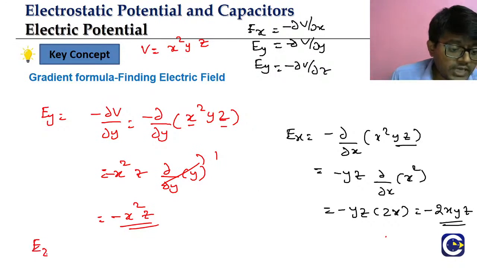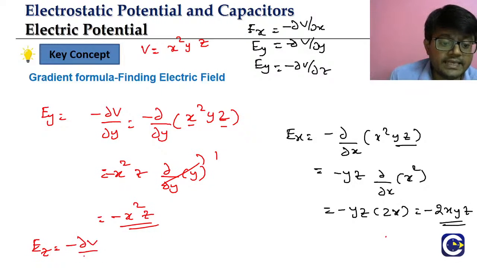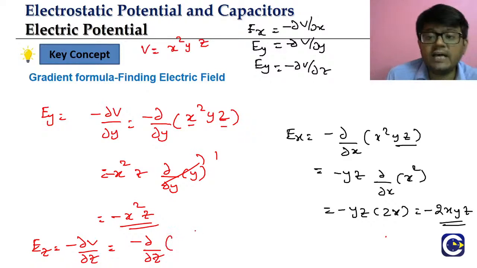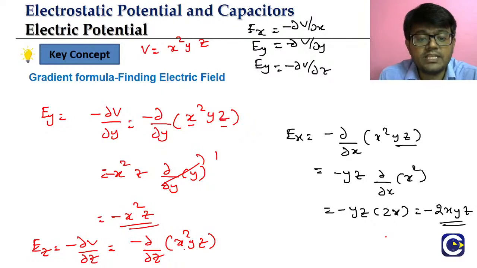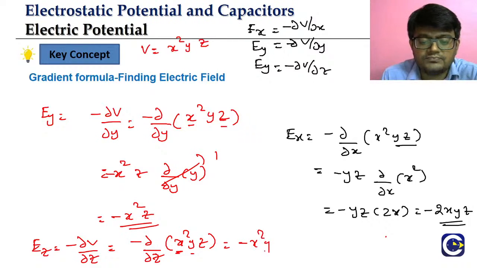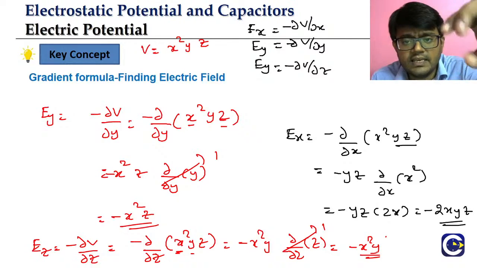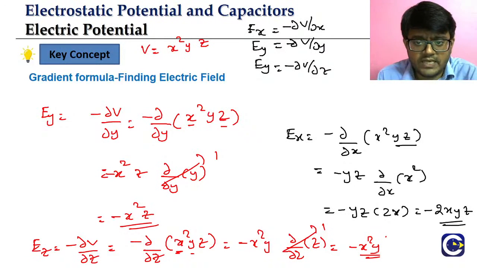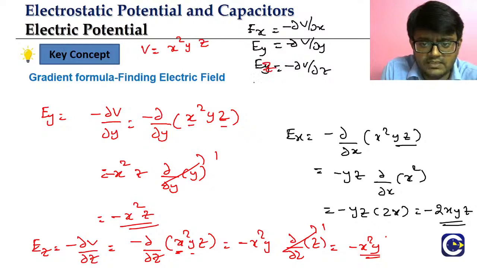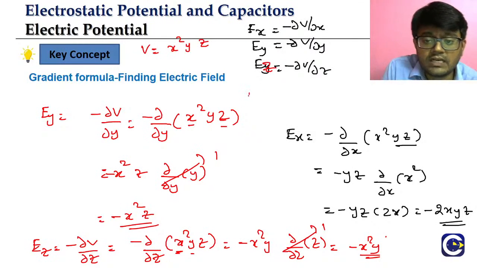And similarly we can also calculate ez. What is it? Minus dou v by dou z. Look, we have to take the partial derivative of that function. Here, x will be a constant and similarly y will be a constant. Those two values both come out. The derivative of z with respect to z is what? 1. So which is what? Minus x square y. So what do we get here? We are getting the ex value, ey value and similarly ez. So what is the total electric field function?